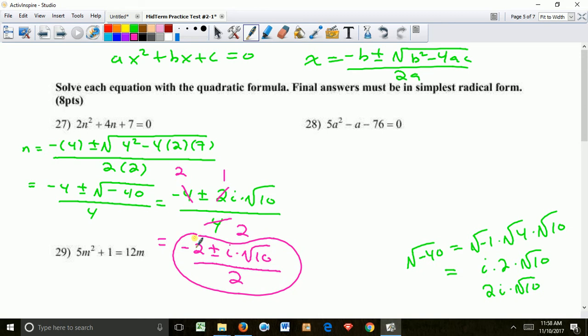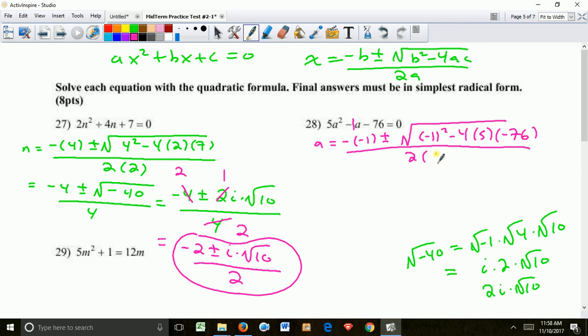For 28, it is written in standard form. A is 5, B is negative 1, and C is negative 76. So now we get x is equal to negative of negative 1, since we have a negative 1 coefficient right there, plus or minus the square root of negative 1 squared minus 4 times 5 times negative 76, all divided by 2 times 5.